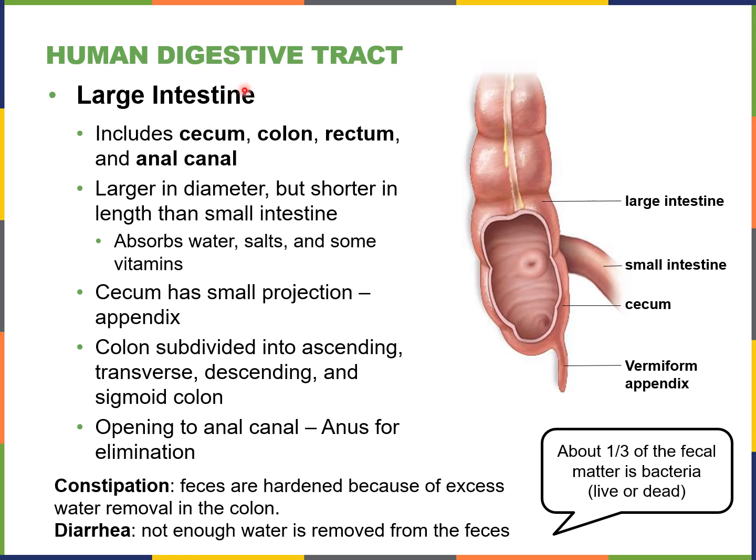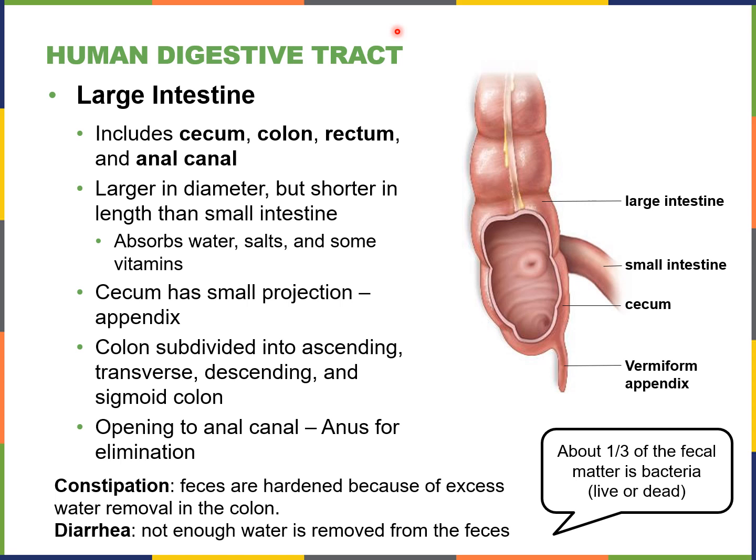Okay, now getting into the large intestine, because we didn't talk as much about that before. The large intestine, again, is where we've got even more chemical digestion happening, and importantly, a lot of absorption as well. So the large intestine includes the cecum, the colon, the rectum, and the anal canal. Very large in diameter, but shorter in length than the small intestine, which can be kind of confusing. So remember, you've got more small intestine to go around, but you have a larger diameter in the large intestine. And what's mostly happening down here is we're absorbing water, salts, and some other vitamins as well.